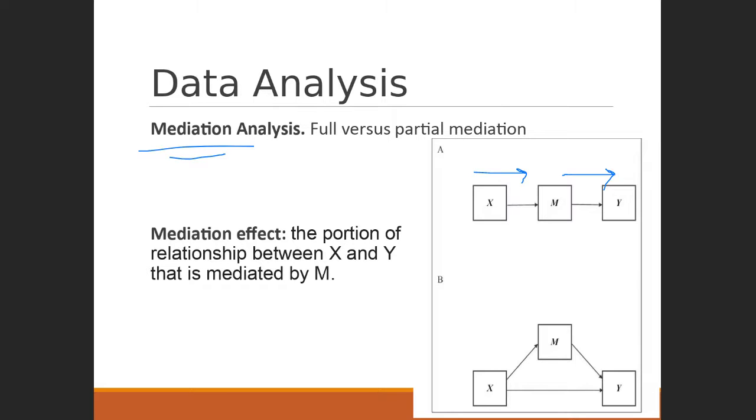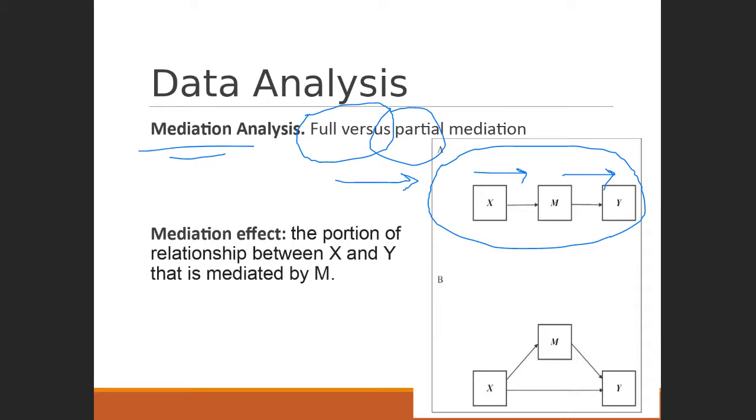So we need to differentiate between full mediation and partial mediation. This is an example of full mediation, our model A. Here we are assuming that there is no way an IV can impact the DV unless that effect is taken by the mediating variable. So the only way the independent variable can affect the dependent variable is through the mediating variable. This is called full mediation.